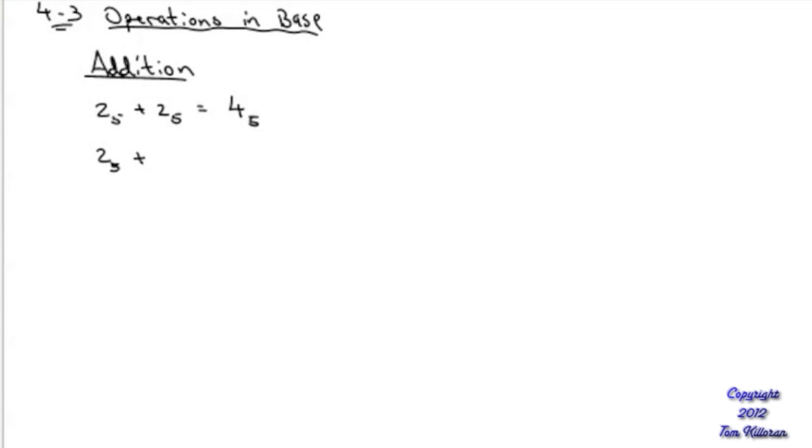Hold on. If I have 2 base 5 plus 3 base 5, now I have a problem. Because 2 base 5 plus 3 base 5 is 5, but I don't have a symbol for 5, so I have to do a conversion. How many 5s are in 5? 1, with a remainder of 0. So this number 10 base 5 is the same thing as 5.